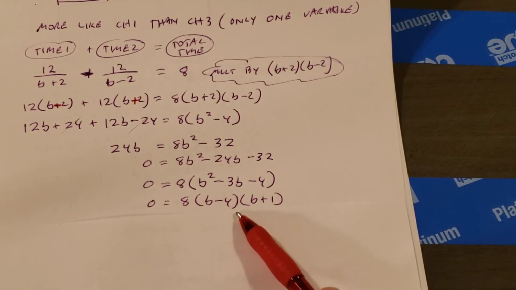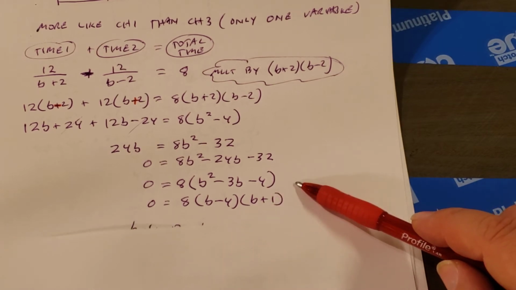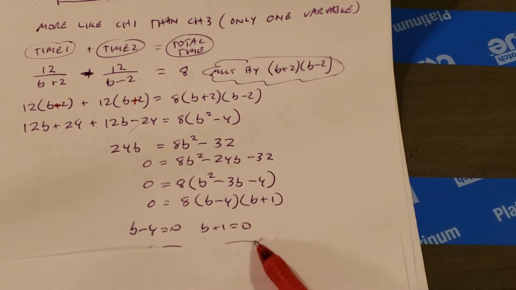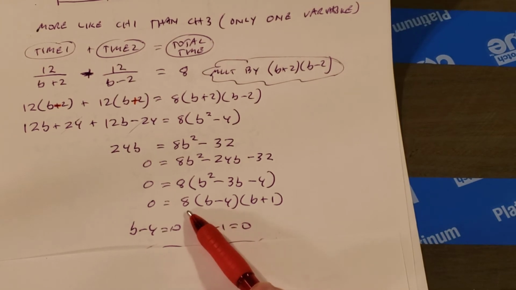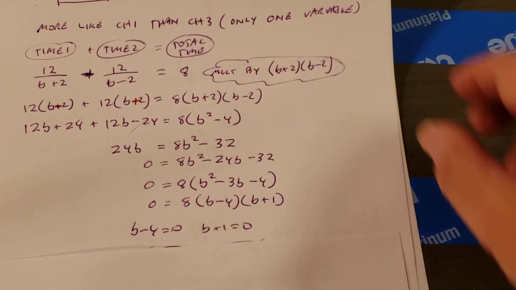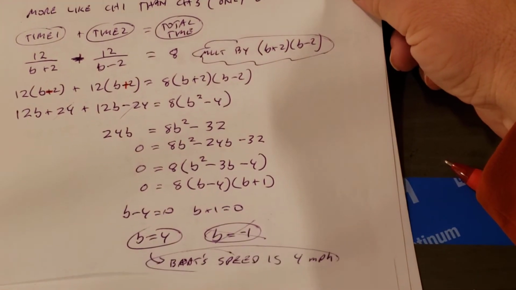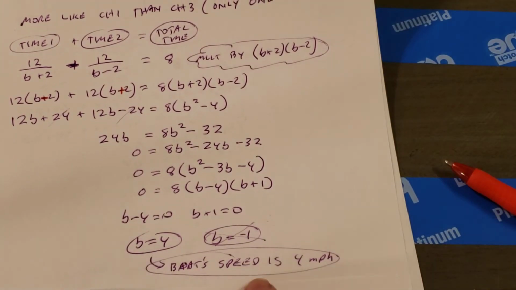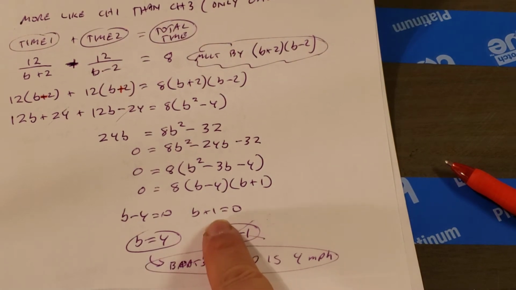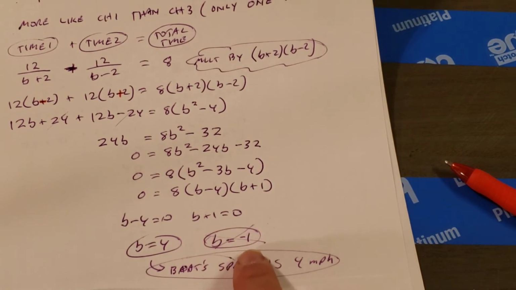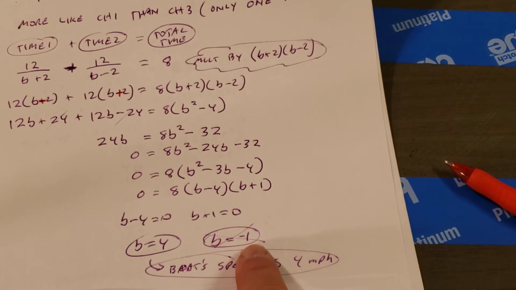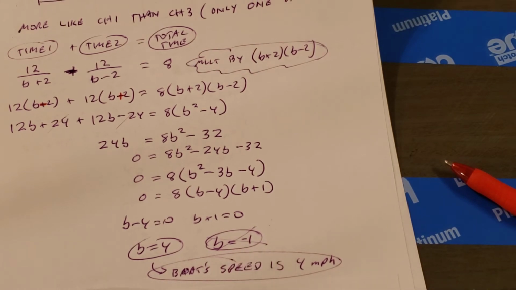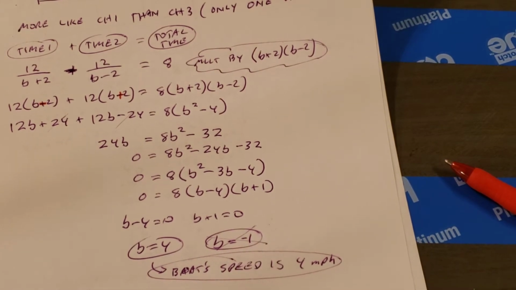And why do we want that? Because we can set each factor equal to 0. Each factor containing the variable we're solving for, equal to 0. I didn't worry about the 8. It doesn't have the variable we're solving for. Remember, that's what we're trying to do. All right, so I get the boat speed is 4 miles per hour. I also factored it and got b plus 1 equals 0, but that would give me a negative number, and speeds aren't negative here. So the boat speed is 4 miles per hour.